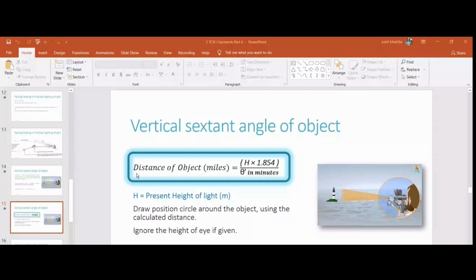This is the one, beta. Distance of the object in nautical miles is equal to h into 1.854 divided by theta in minutes.